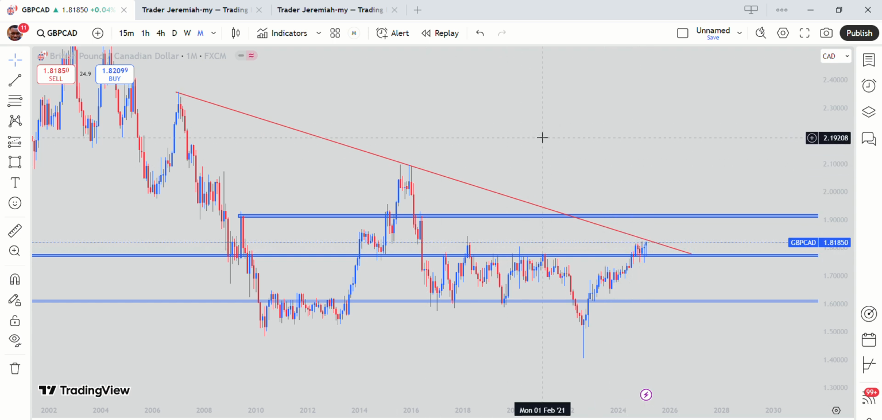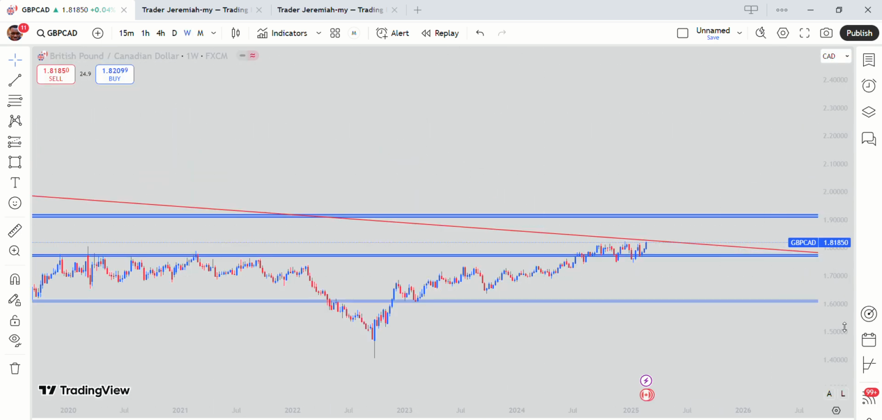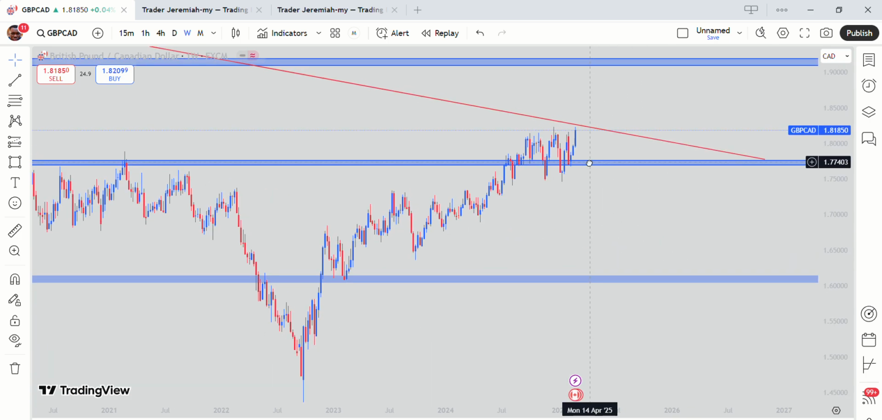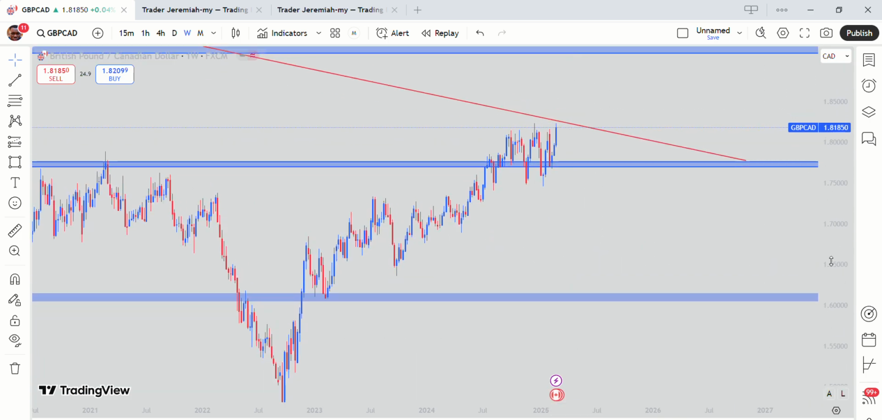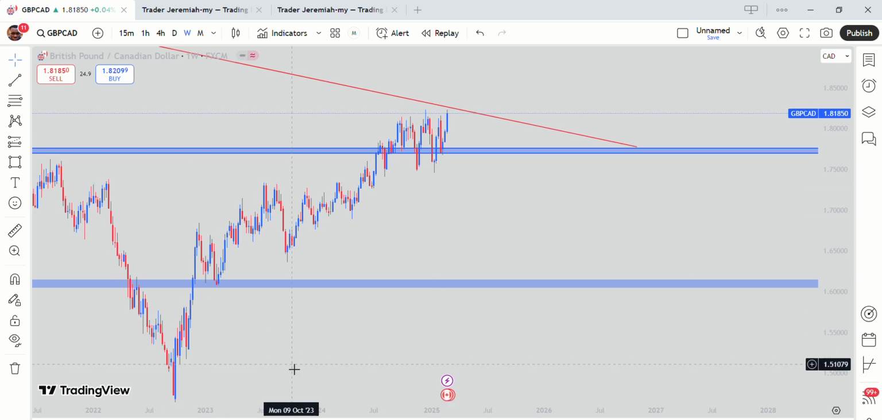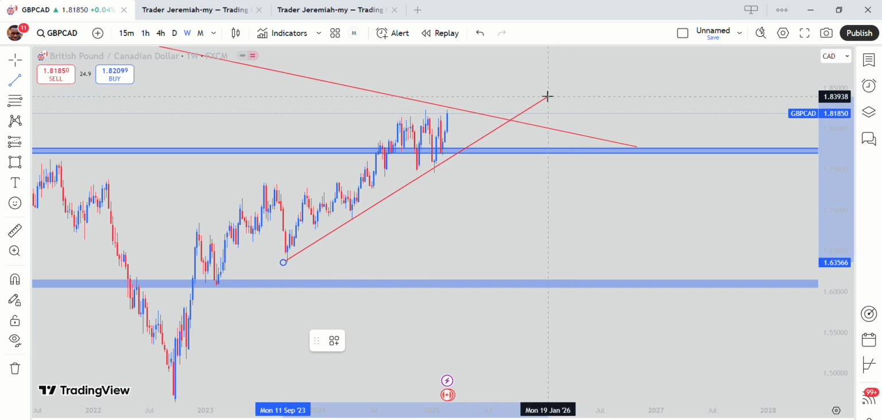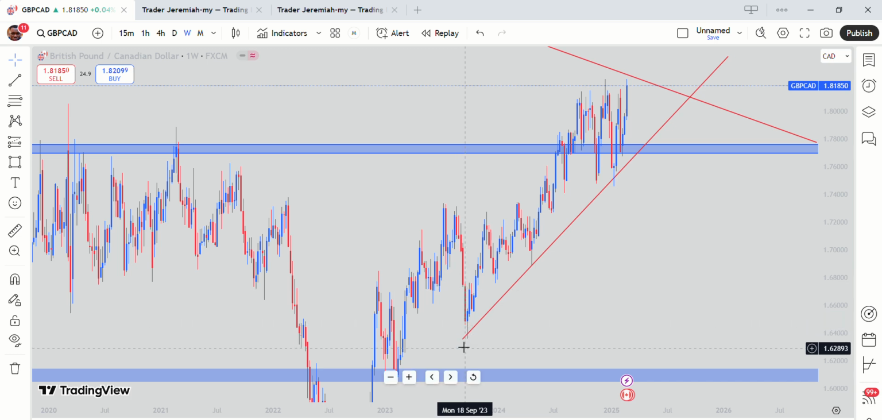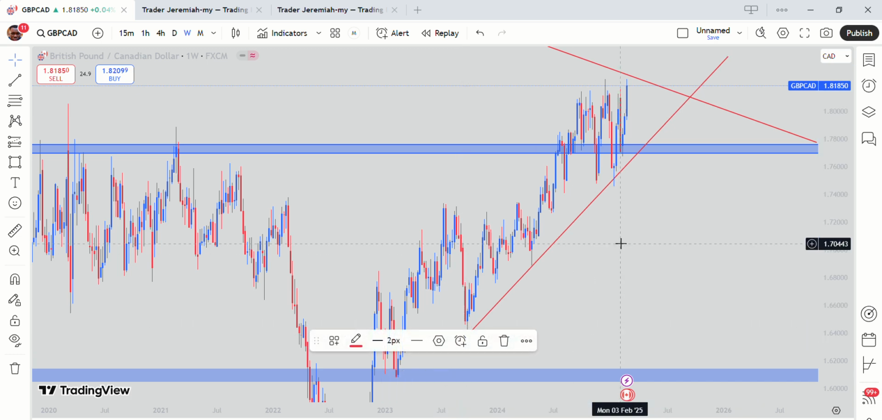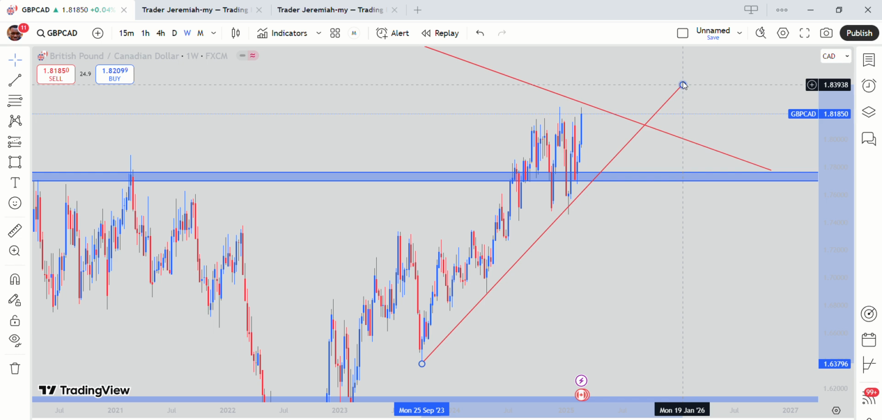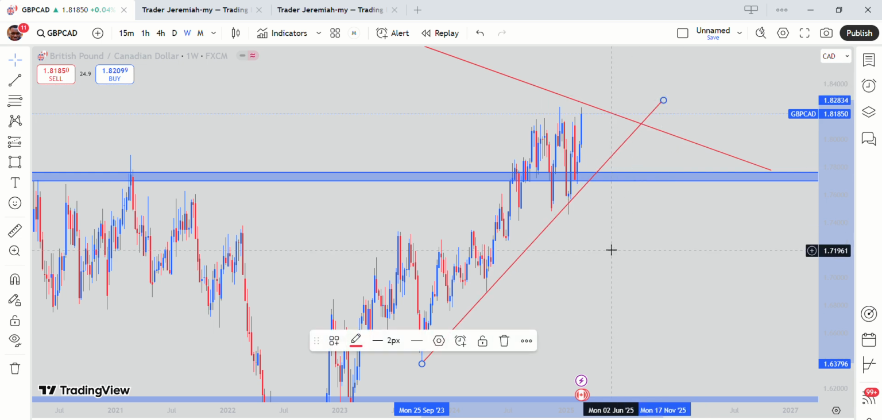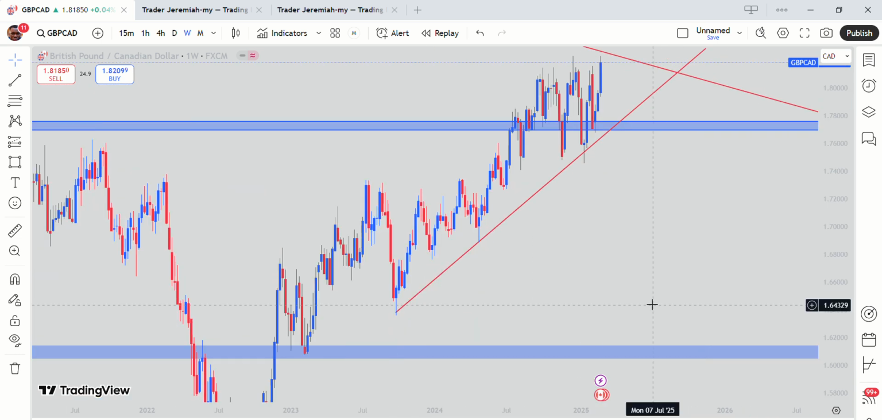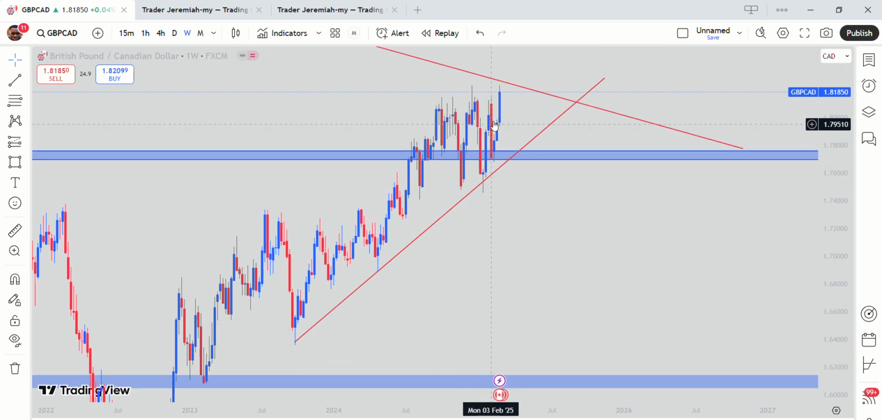On this pair, I've already plotted my key levels on the weekly time frame. On the monthly time frame, the direction of the market is bearish, but on the weekly time frame, price was trending to the upside. So this is how the weekly time frame looks. On the weekly time frame, price was trending to the upside, as you can see. This does not align with the monthly trend.